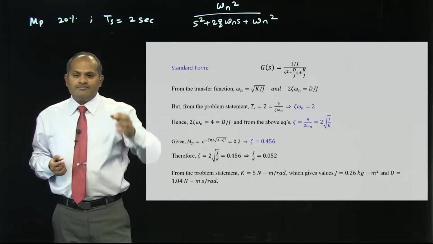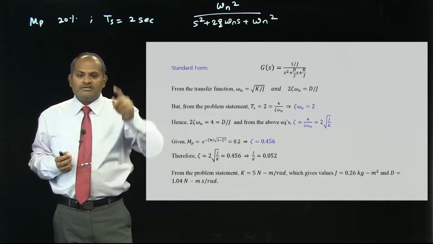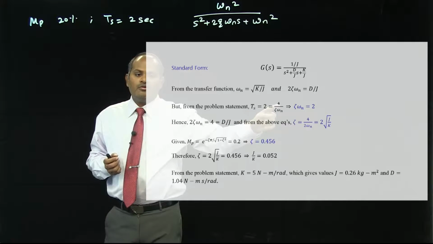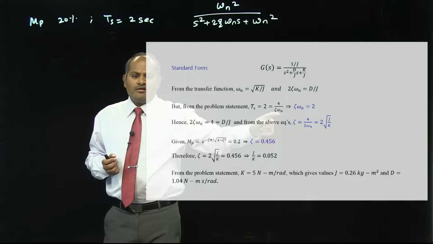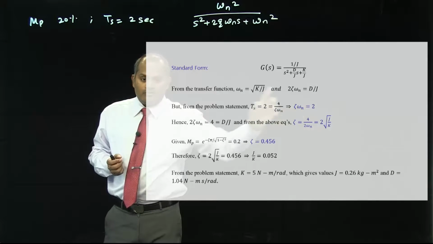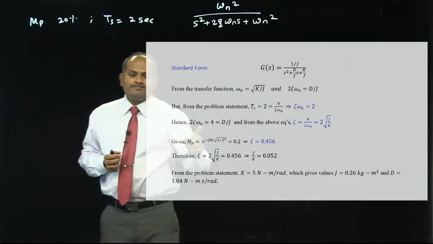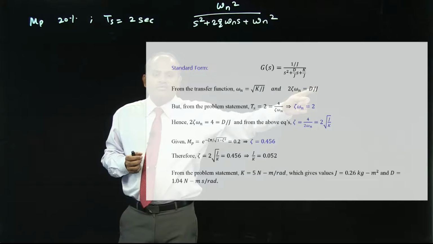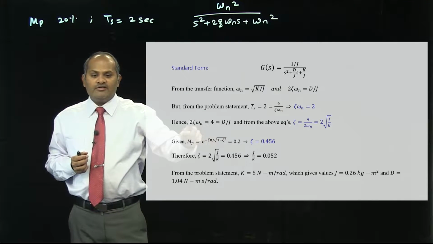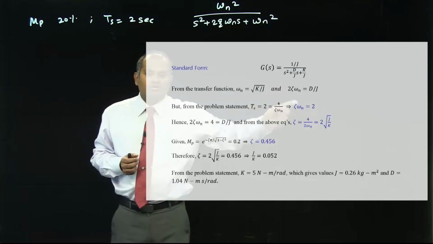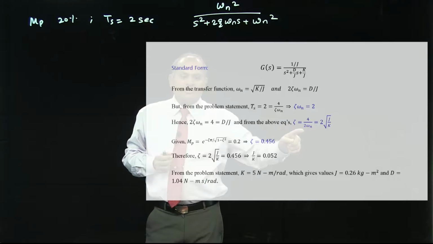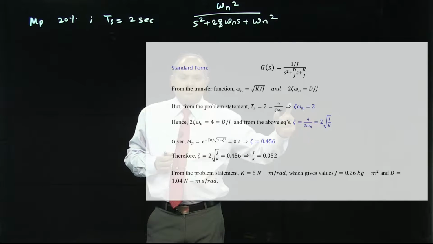Now, the two things given to us are settling time and overshoot. Substitute the settling time, which is equal to 2. Settling time is 4 by eta omega n. So, if you do that, you will get eta omega n equal to 2, expression number 1. Then we have 2 eta omega n equal to d by J. So, you can get 2 eta omega n equal to 4. You can use these two equations to get d by J. And from the above equations, I can get eta equal to 2 by root of J by k.